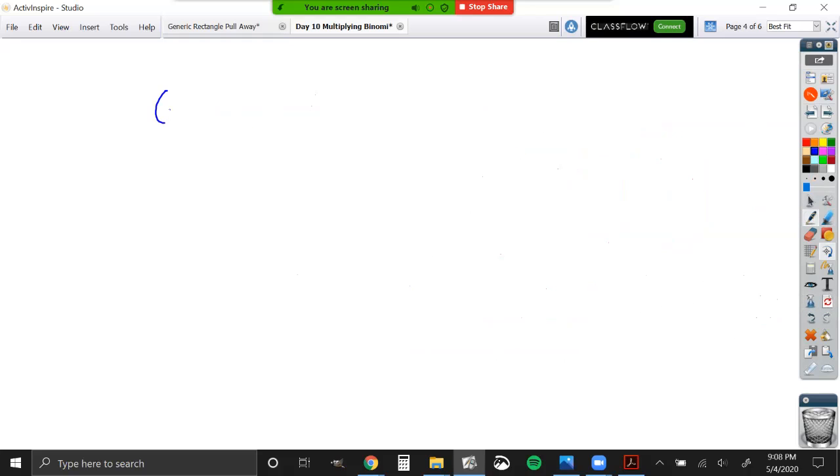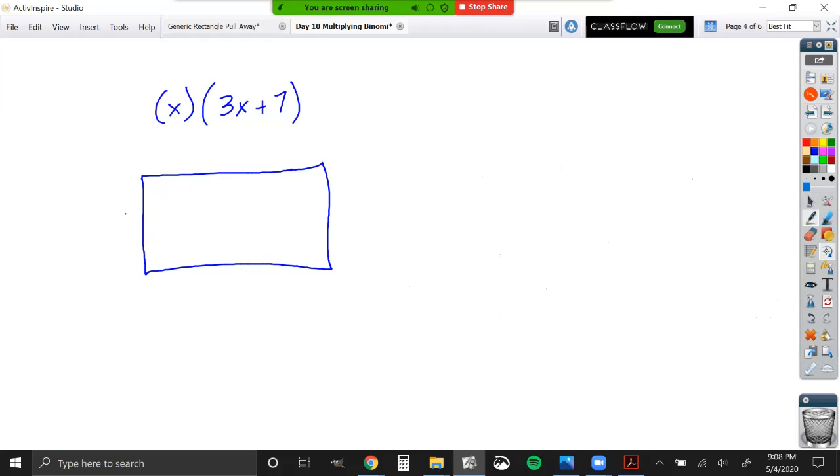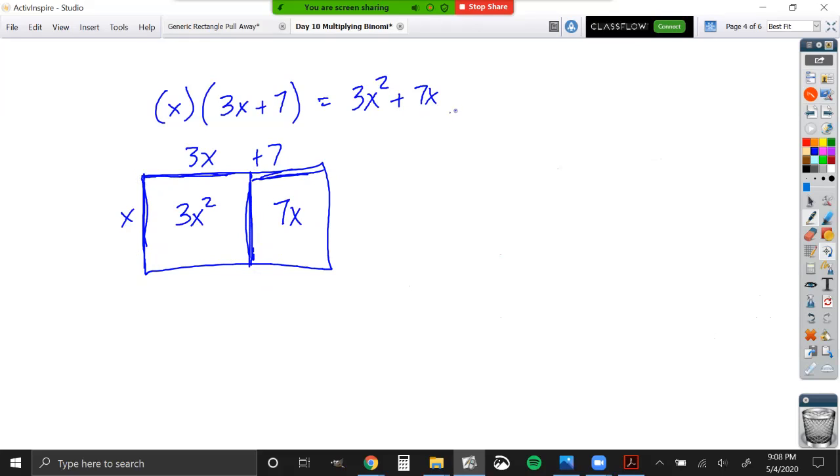If I asked you to multiply a monomial like x times 3x plus 7. Okay, there we go. Well, when you go to cut this up, here's x, here's 3x plus 7. This has one term, this has two terms. When you cut it at the terms, you're only going to get two boxes that you need to find the area of. Therefore, 1x times 3x will be 3x squared. 1x times 7 will be 7x. So the answer to this problem is 3x squared plus 7x.